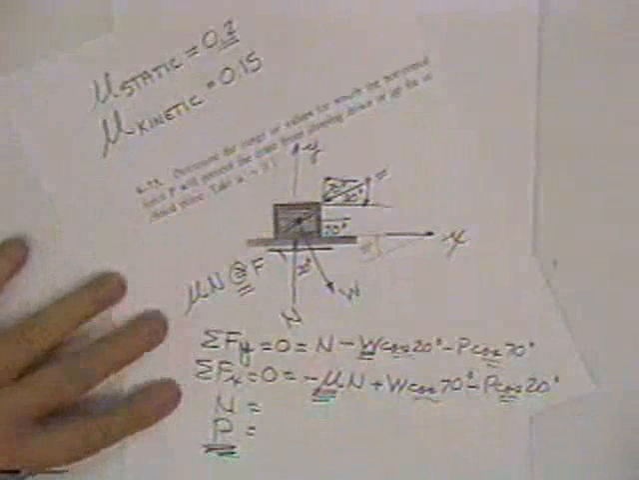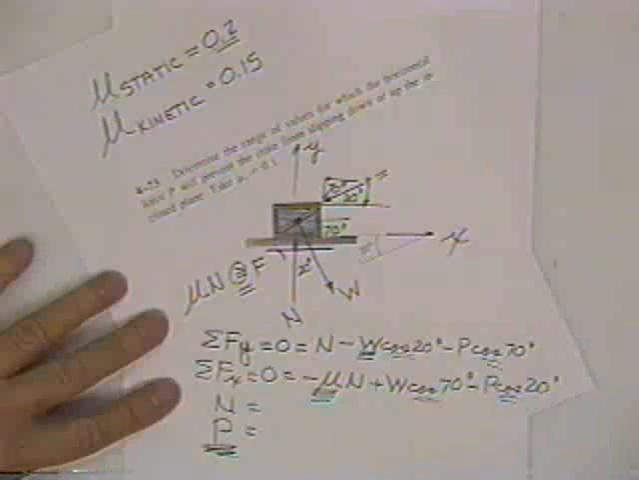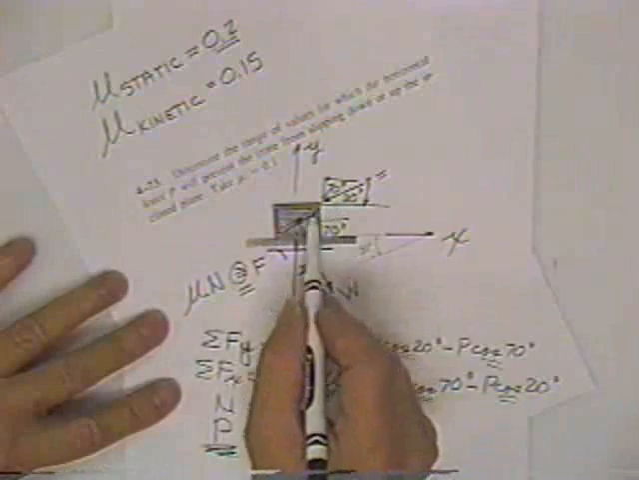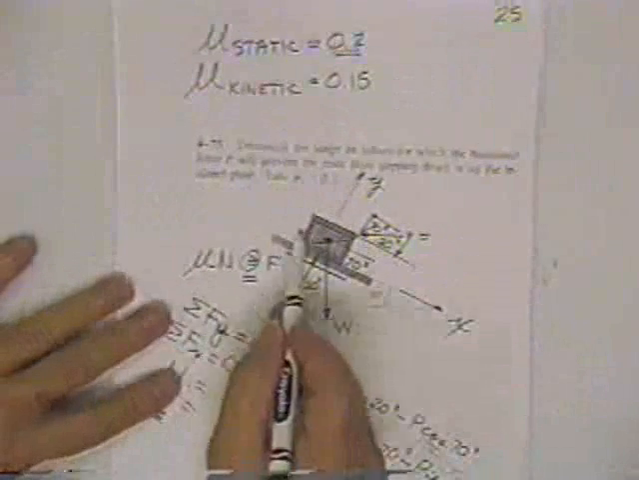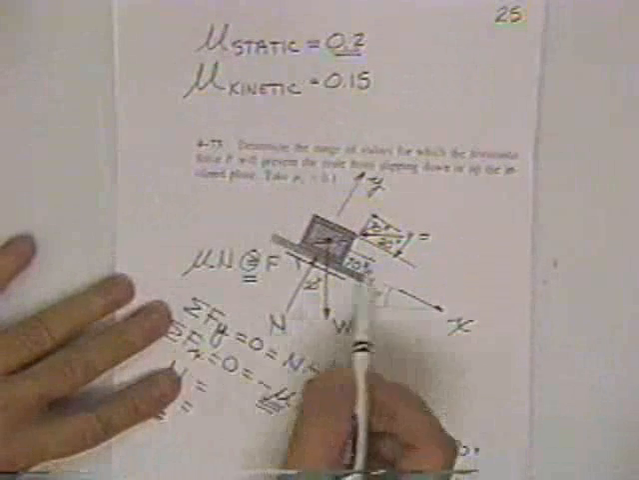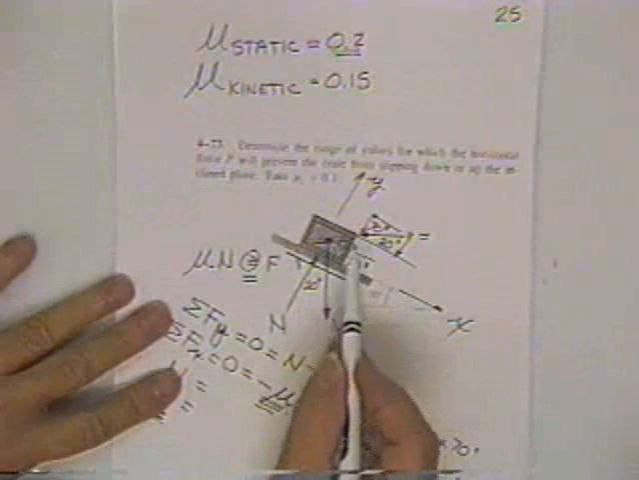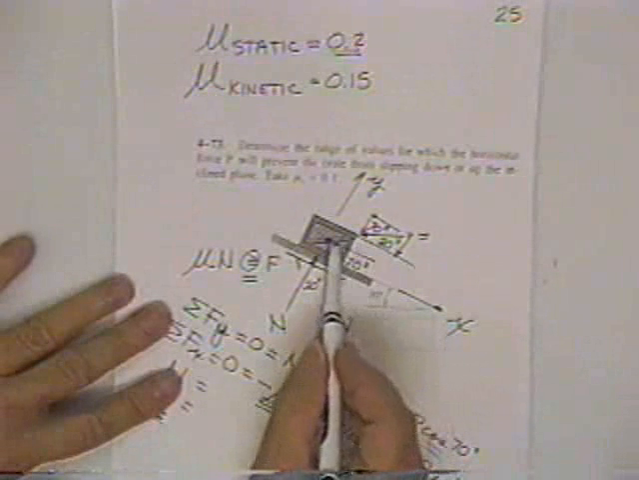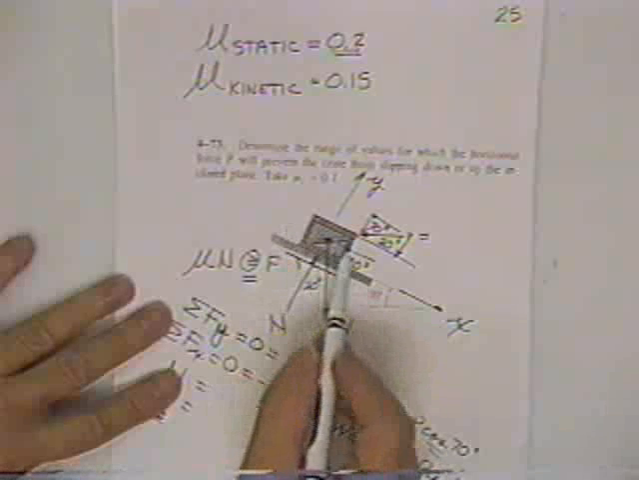Now, in order to find the magnitude of the P force necessary to make the block go up the hill, all I do is note that the guy is pushing, it didn't move. Push a little harder, please. It didn't move either. Push a little harder, please. All of a sudden it breaks loose.